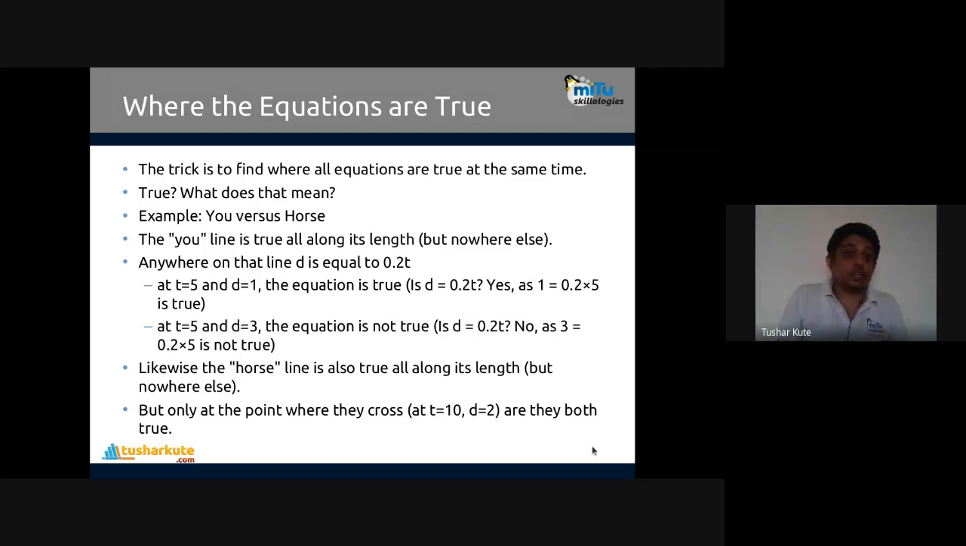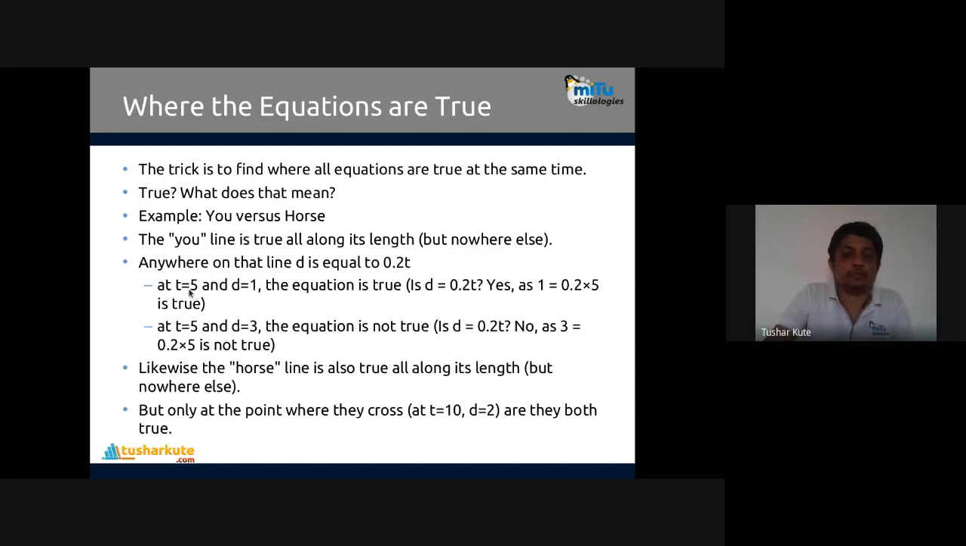So where the equations are true, the trick is to find where all equations are true at the same time. Okay, so let's go with our example that we have seen about the horse. So your line is true for all the length in the graph, but nowhere else. Just revise that: d is equal to 0.2 t for my case, and for the horse case it is d is equal to, sorry, 0.5 t, something like that.